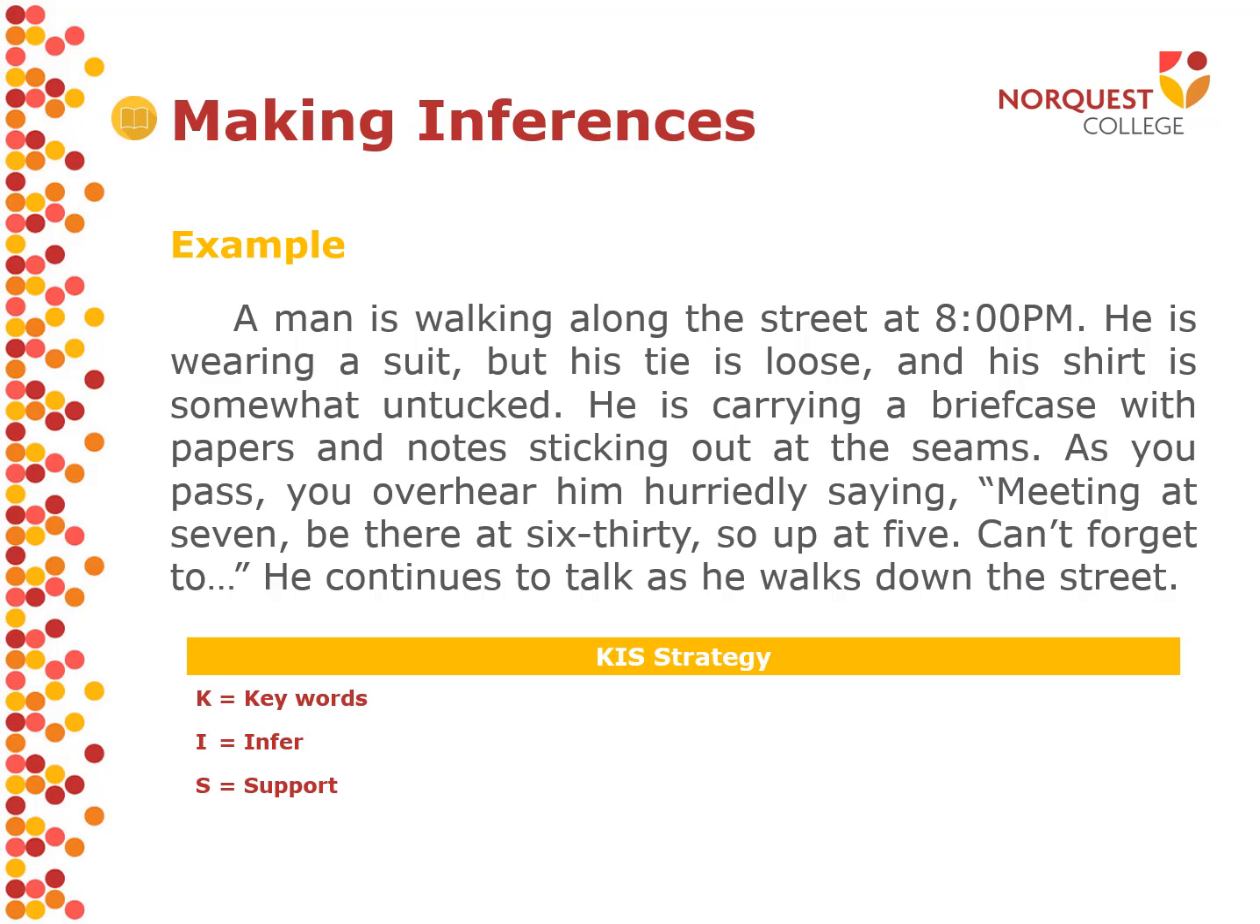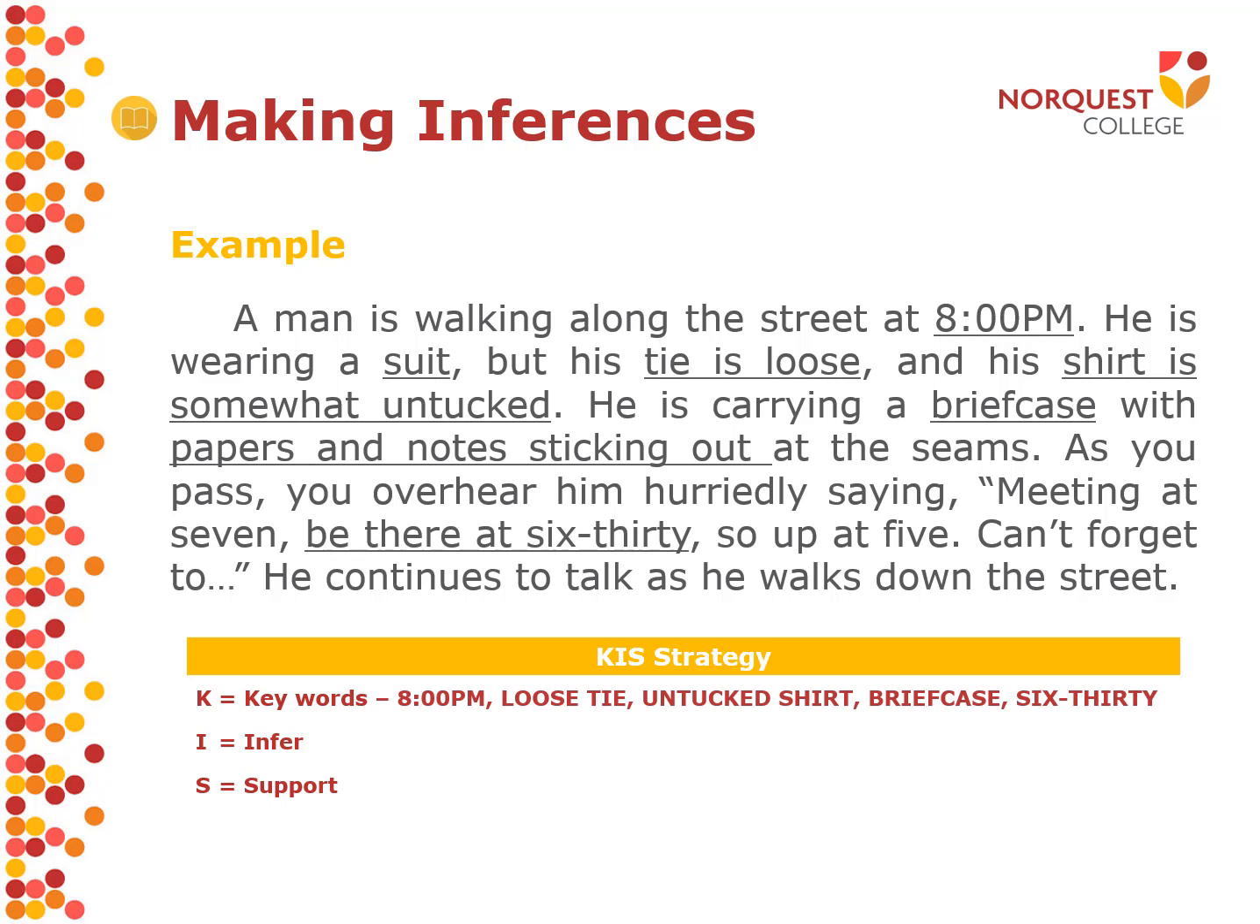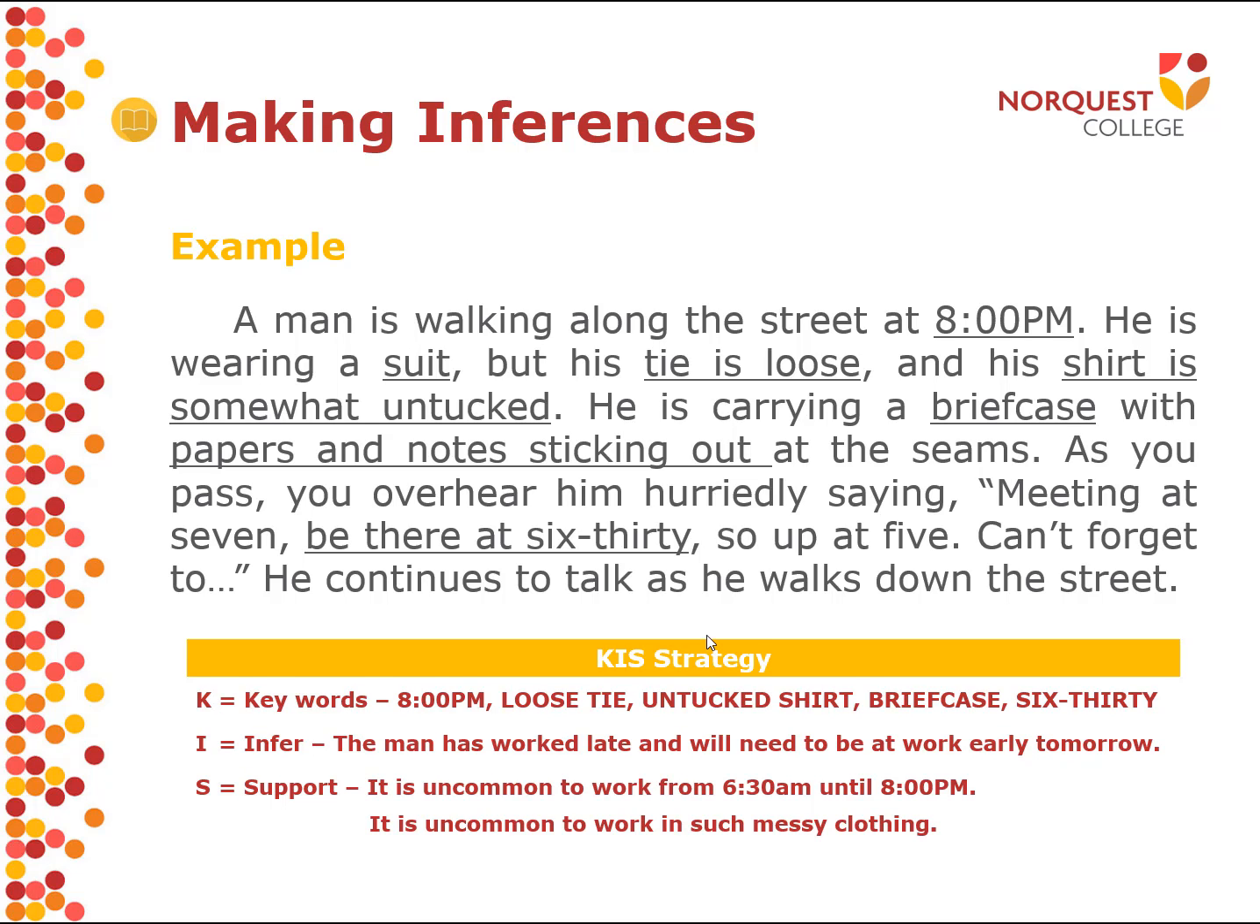So first, some key words and details that are important to making an inference would be that it's 8 p.m. at night, he's wearing a suit, his tie's loose, his shirt's untucked, he's carrying a briefcase with him, and he's talking about 6:30 and 5. From this information, we could infer that he's been working late and that he'll probably need to be up early tomorrow. Finally, we have to support it with our own understanding and our background knowledge. I could support this inference with the background knowledge that it's uncommon to work from 6:30 a.m. until 8 p.m. Also, it's uncommon to work in such messy clothing.